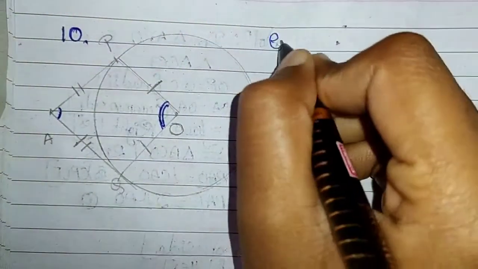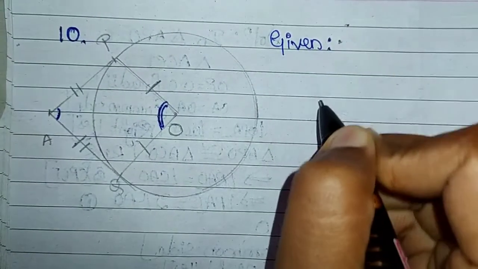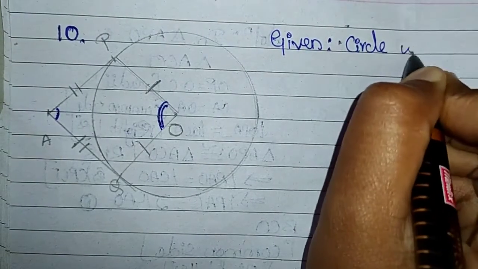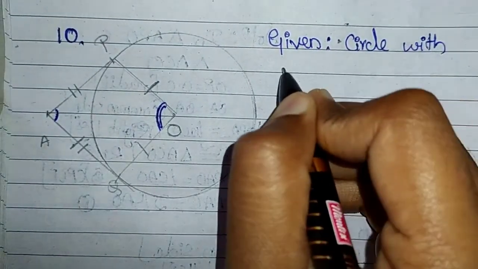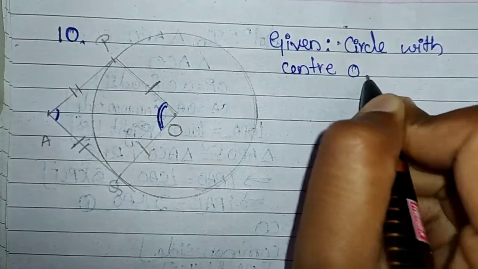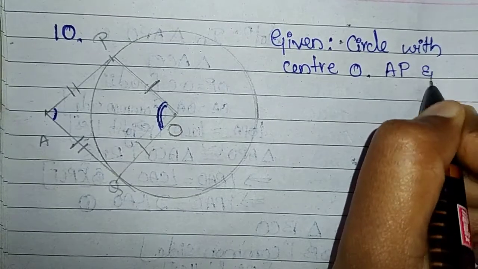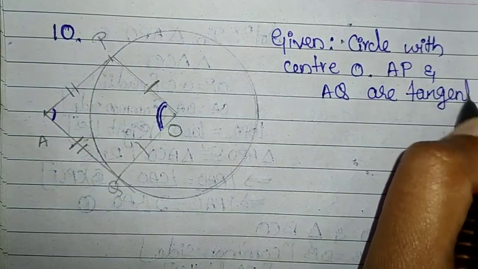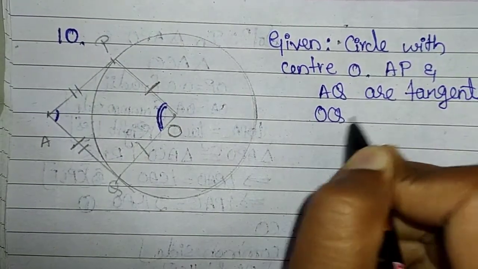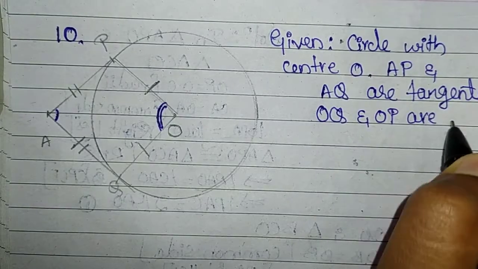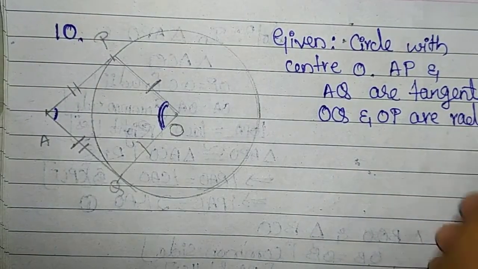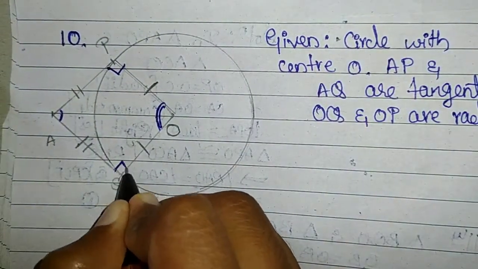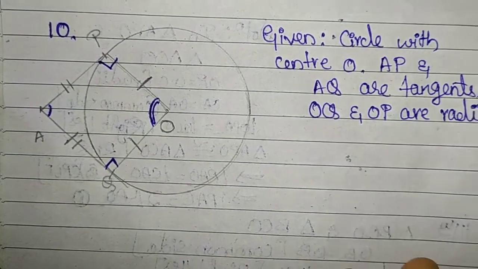So here first, given, since we are proving something, let us do it according to steps. Given circle with center O, AP and AQ are tangents, OQ and OP are radii. So these angles APO and angle AQO are 90 degrees each.